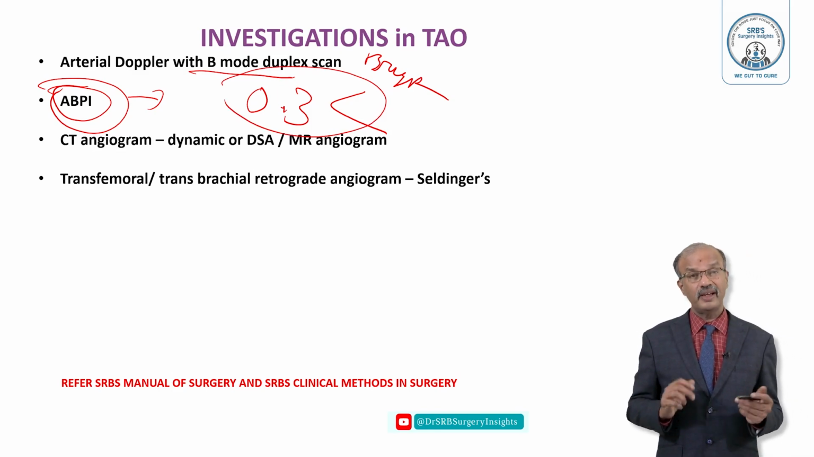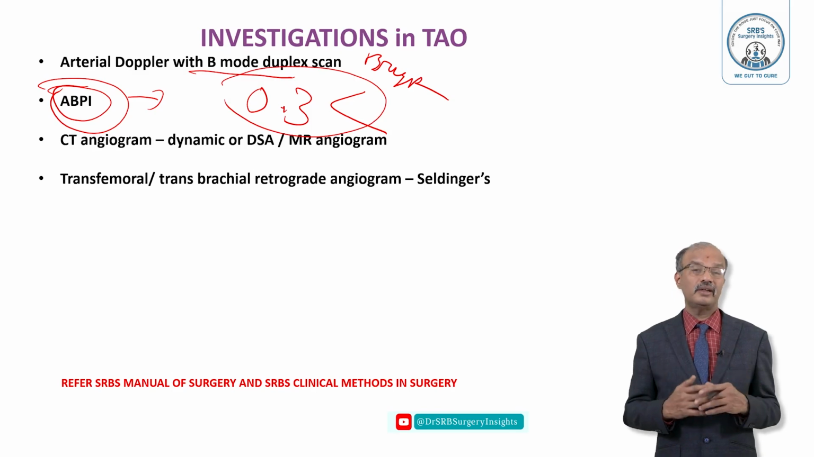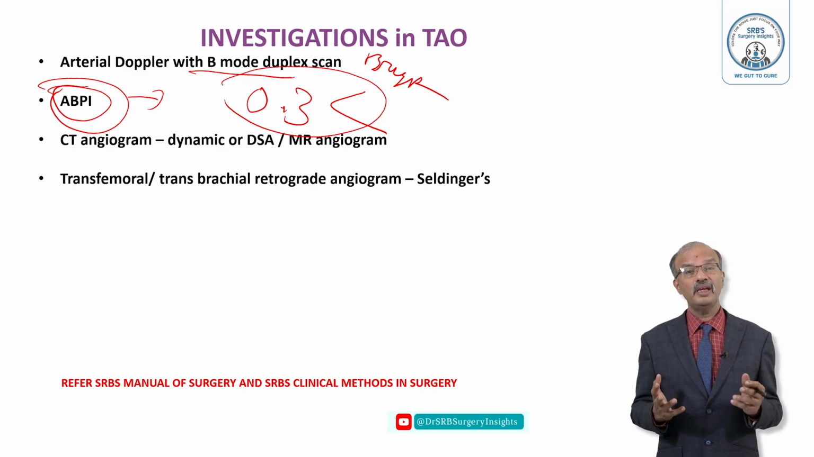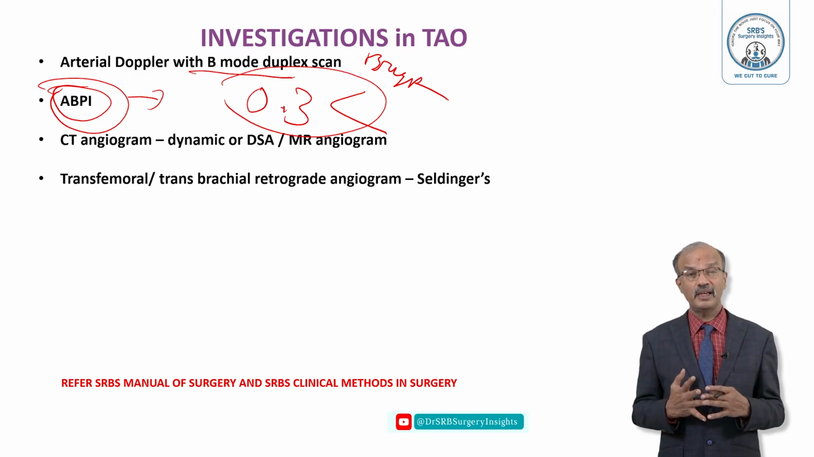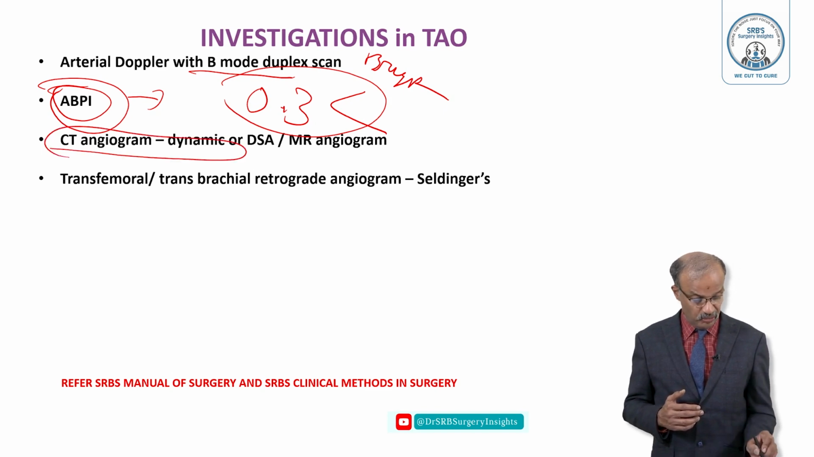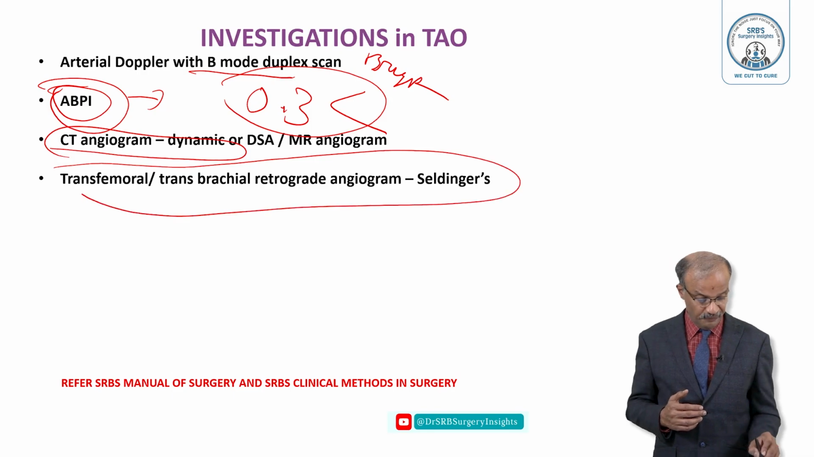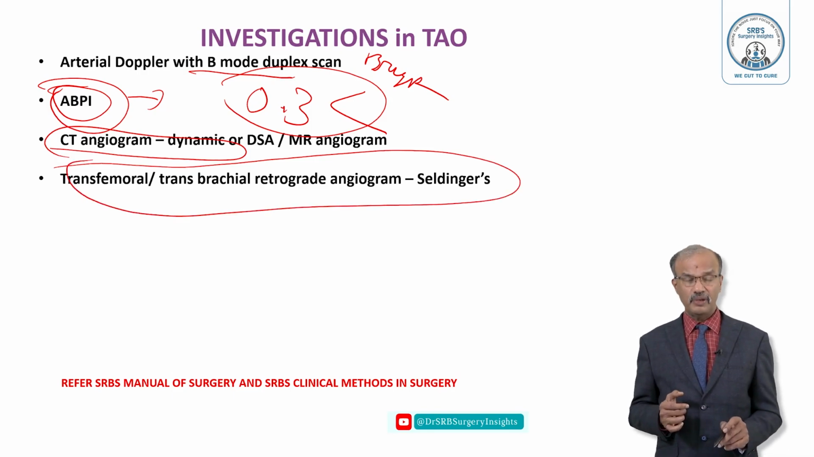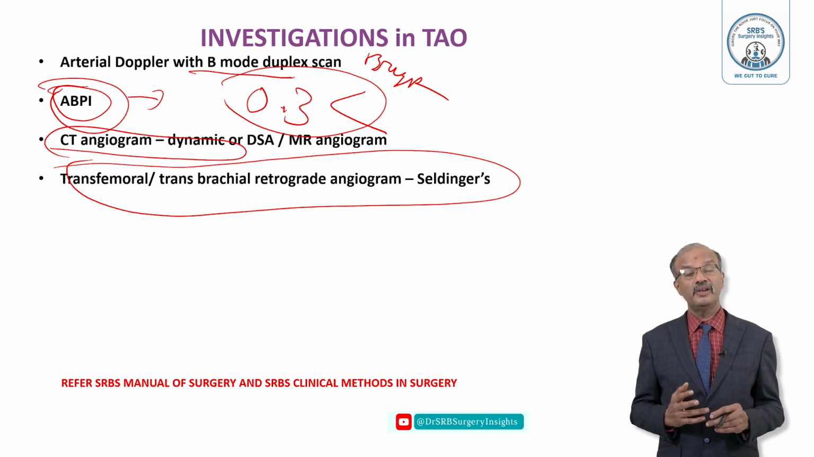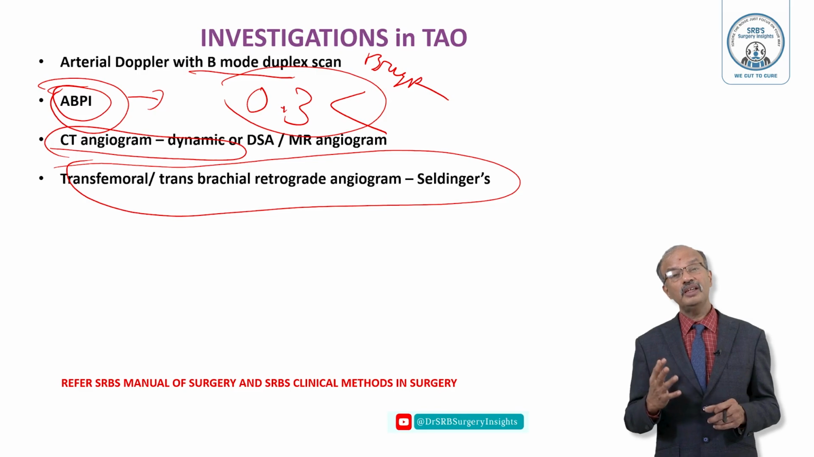CT angiogram, dynamic, is important. A conventional angiogram you have to do if you are doing an angioplasty or stenting, then conventional angiogram is ideal. Otherwise, CT angiogram is the most important. Dynamic CT is the most important thing. In the olden days, we used to do Seldinger's technique, transfemoral, transbrachial, retrograde angiogram. Now, of course, CT angiogram is the ideal investigation of choice for peripheral vasculitis, especially including TAO.